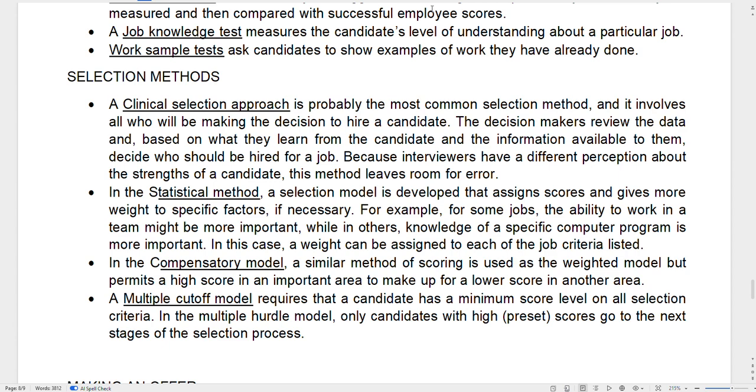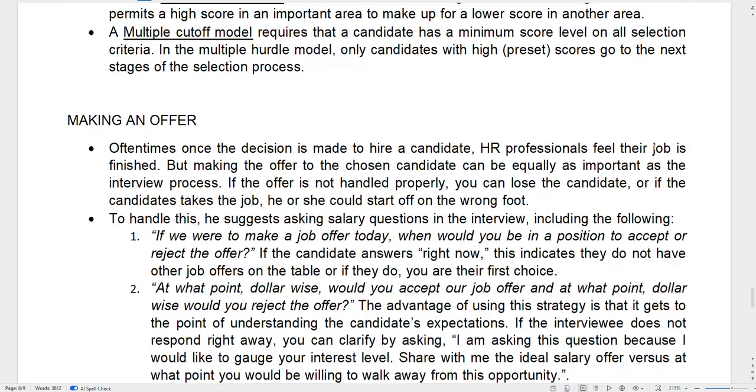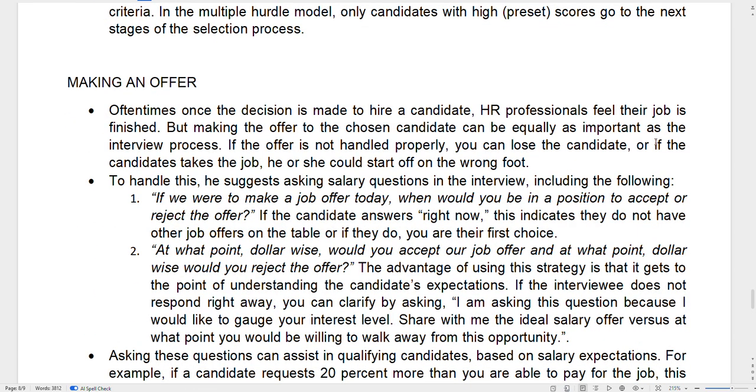Okay, so tuloy tayo. Making an offer. So, sabi, oftentimes the decision is made to hire a candidate. HR professionals feel their job is finished. Yan. But making an offer to the chosen candidate can be equally as important as the interview process. Kasi kahit pumayag naman yan, yung rate naman, ganito, ganyan, ganyan. So may chance pa rin kasi na mag-back out.